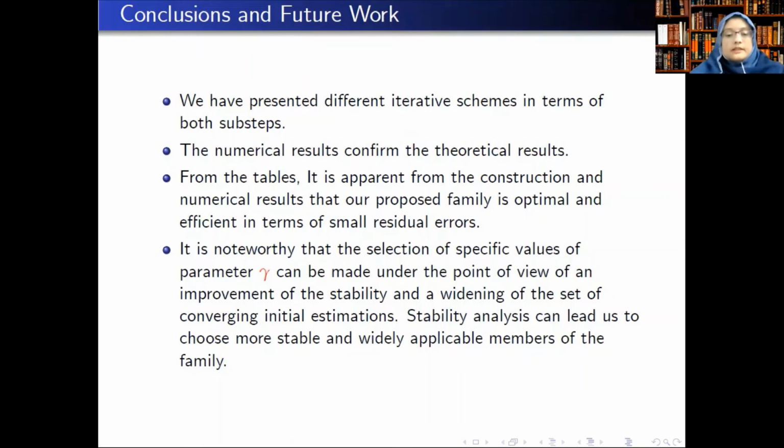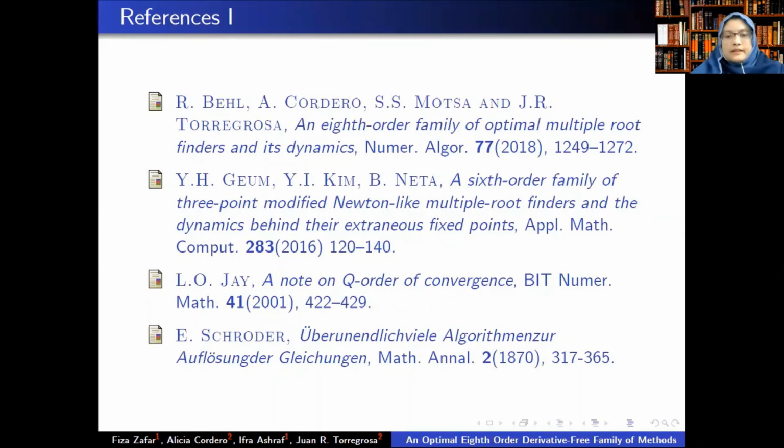For the future work, it is noteworthy that the selection of a specific value of the parameter gamma, as well as the parameter K010 that I mentioned, can be made from the point of view of improving the stability and enlarging the set of converging initial estimations. This will also lead us to choose more stable and widely applicable members of the family. So we will be doing this stability analysis, and we shall also be trying the attraction basin fields. These are the references that I have used here.